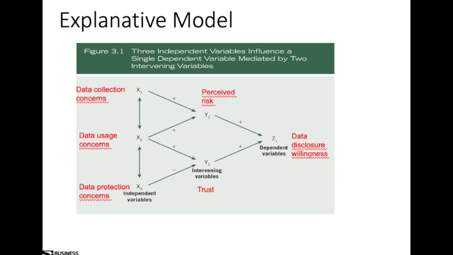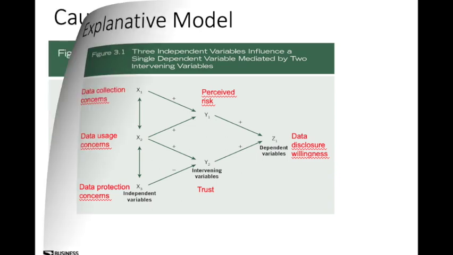For example, data collection concerns, data usage concerns, and data protection concerns are the independent variables which should influence positively perceived risk and negatively influence trust. And in turn, trust should positively influence data disclosure willingness, whereas perceived risk should negatively influence data disclosure willingness. So the basis are the hypotheses.